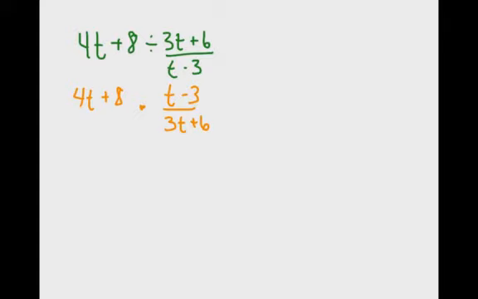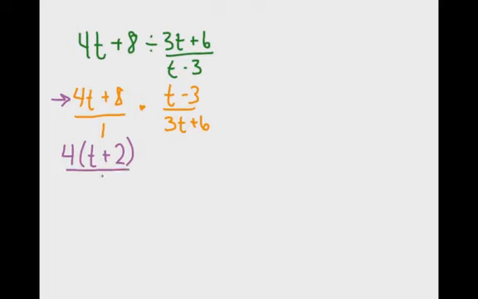If we look at our first number, 4t plus 8, that is actually over 1. So then we make them both into fractions. The next thing we have to do is simplify, like find our greatest common factor or factor the polynomials. We can factor this first one by pulling a 4 out of both terms. So we have 4 times t plus 2.